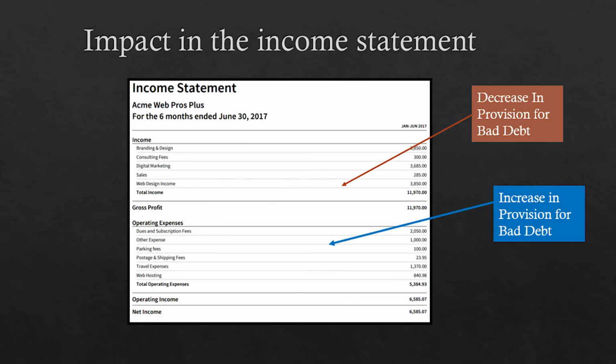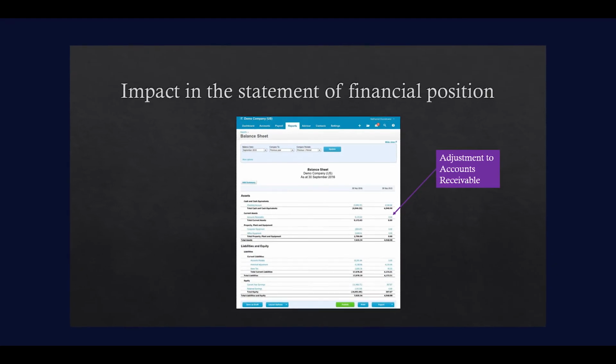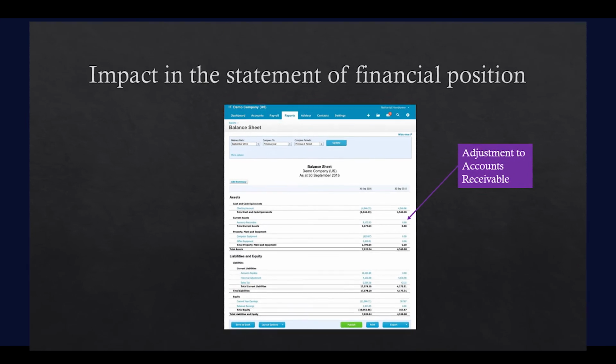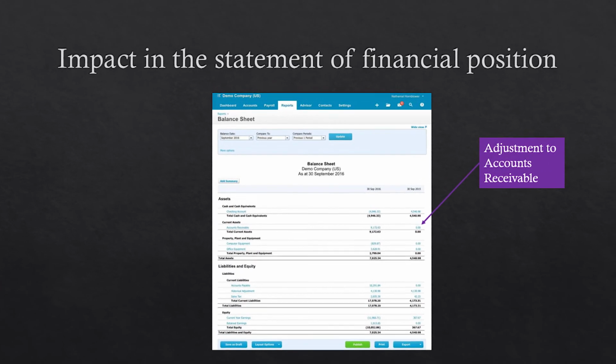If we were to consider the impact on Xero accounting software, again, it's categorized in income and expenses, so we can consider the income side first in terms of adjusting the income. If there is a decrease in provision, we adjust accordingly on the income side. But if there's an increase in provision, we adjust on the expense side. And in terms of the statement of financial position for Xero accounting software, you go to current assets and then you adjust the accounts receivable accordingly.